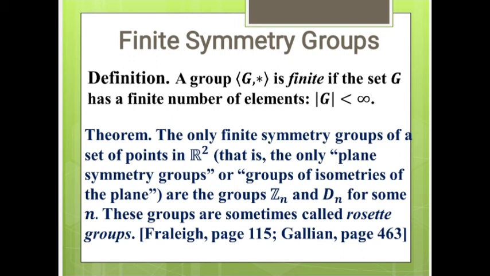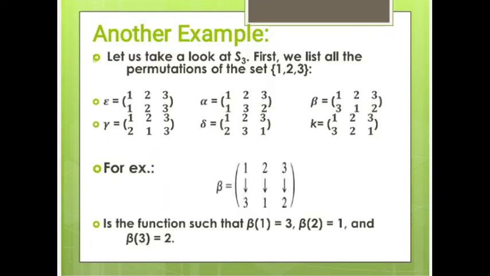The theorem is that the only finite symmetry groups of a set of points in R squared, that is, the only plane symmetry groups or groups of isometries of the plane, are the groups Z sub n and D sub n for some n only. These groups are sometimes called Rosette groups. So let's have another example. Let us take a look at S sub 3.